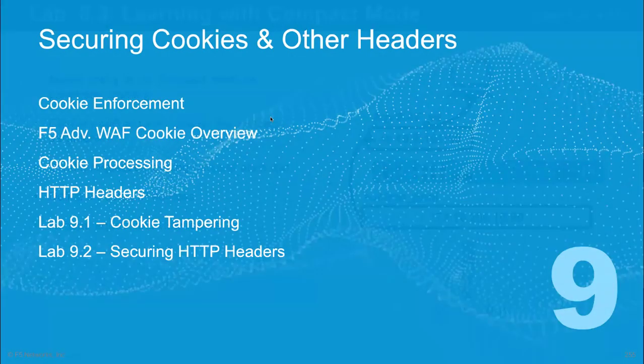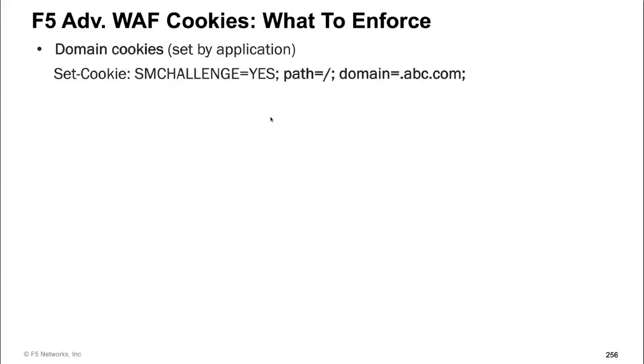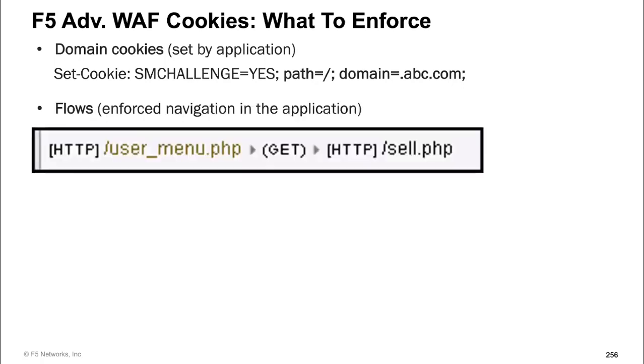So this is the flow. We have several use cases for cookies. If it's a domain cookie, in other words, we can enforce cookies based on the set cookie header value. We can enforce cookies in flows. So a flow is going from object A to object E. You must go from object A, B, C, D to get to object E. That's a flow. So a flow is a representation of going to different URLs. How we track flows is we use cookies.